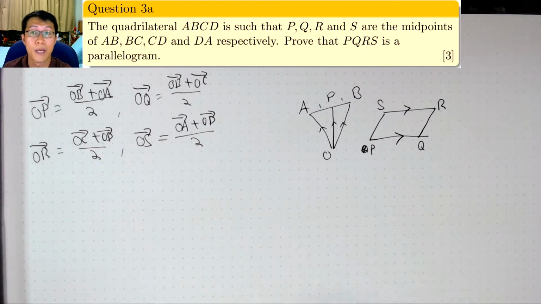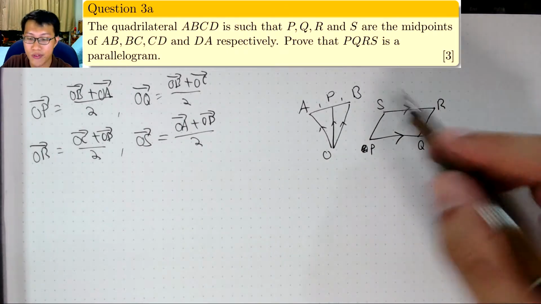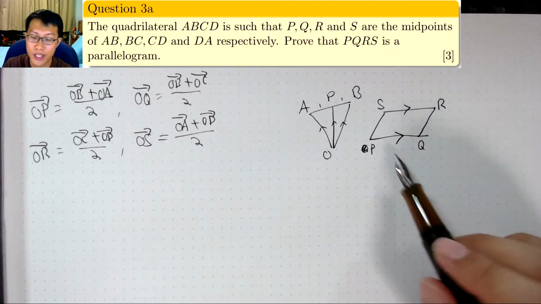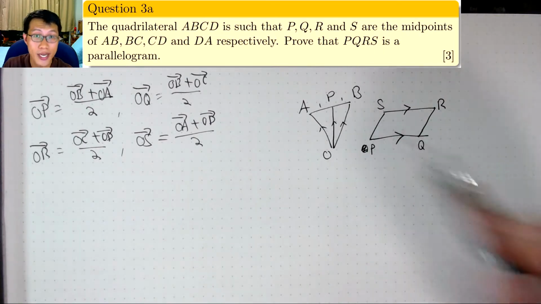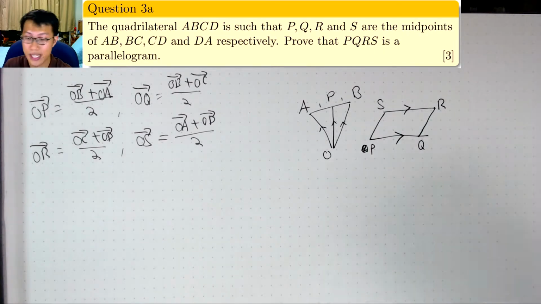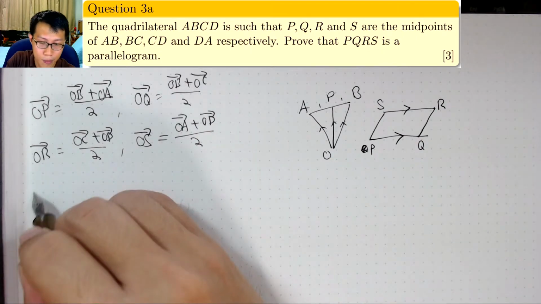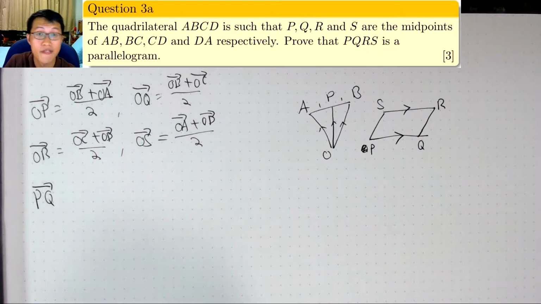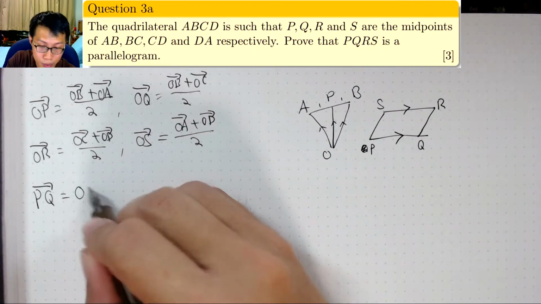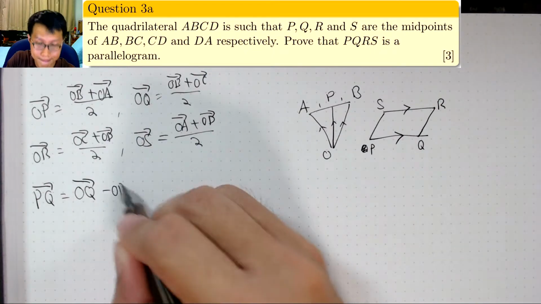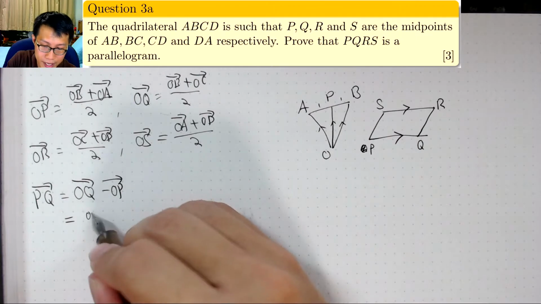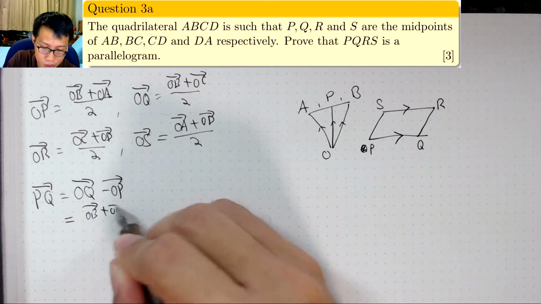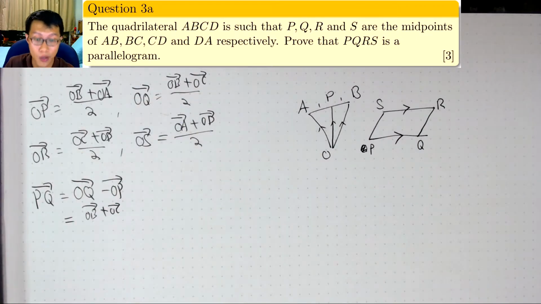Next, we need to prove that PQRS is a parallelogram. How do we go about doing that? As we have discussed, if we draw out the picture, we need to prove that PQ and SR are the same vectors. PQ is parallel to SR as well as the same magnitude. So let's find out what PQ is. For PQ, we will use our favorite position vector formula. PQ is equals to OQ minus OP, giving us OQ over here, OB plus OC over 2, and OP is given over here, OB plus OA over 2.